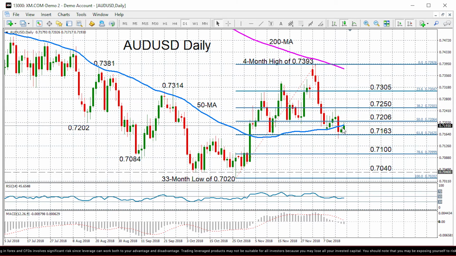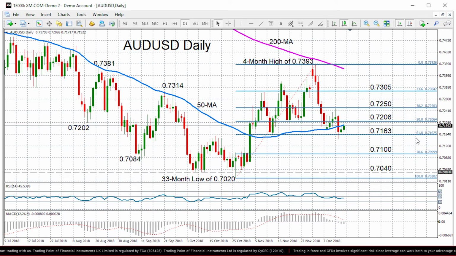At the moment, there is strong resistance coming from between the 50-day moving average around 0.7192 and the 50% Fibonacci retracement of the upleg from 0.7020 to 0.7393. So that's around 0.7206. So clearing that resistance area would help take the pair towards the 0.7250 level. That's the 38.2% Fibonacci retracement. And then above that, the 0.73 handle would come into focus, which is near the 23.6% Fibonacci retracement.